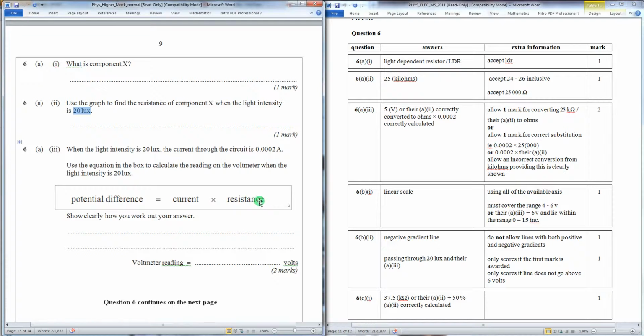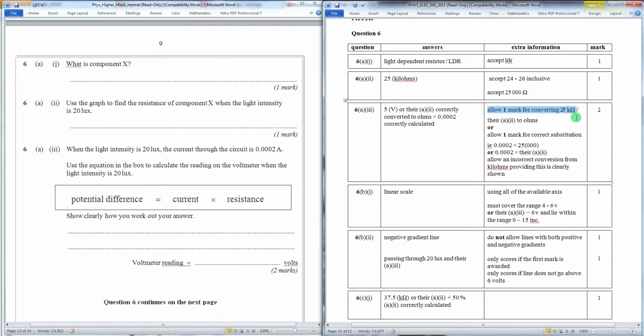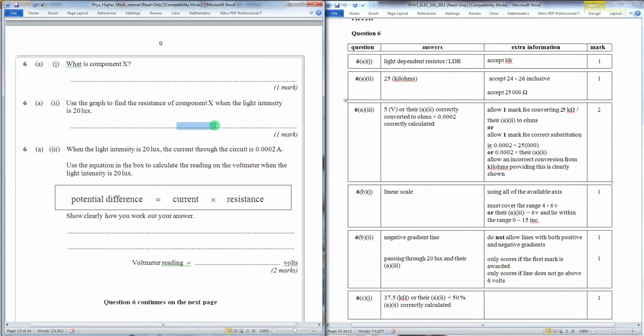So all you need to do is to substitute your answer, the 25 kilo ohms, into the equation. And here is where they are punishing not realising it was kilo ohms. So if you look at the mark scheme, it says allow 1 mark for converting 25 kilo ohms. In other words, to make that 25,000, not just 25. Okay. If you happen to read the wrong value off the graph, provided your substitution is correct, you get 1 mark in this part here as well.